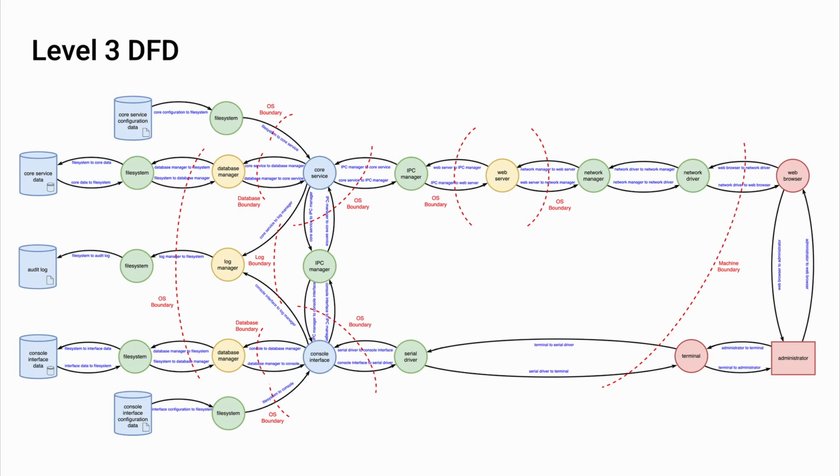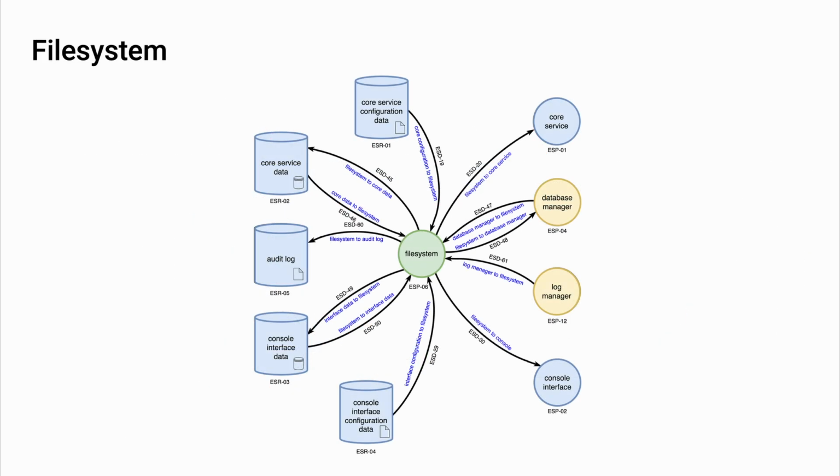And the last of our big picture DFDs, the level 3 DFD, shows that the log manager is actually using the file system to manage the audit log. We also have an extension of our OS boundary to include not only the database manager, but also the log manager. The only operating system related DFDs we need to update is that of the file system. As mentioned for the level 3 DFD, it's managing the access to the audit log itself.